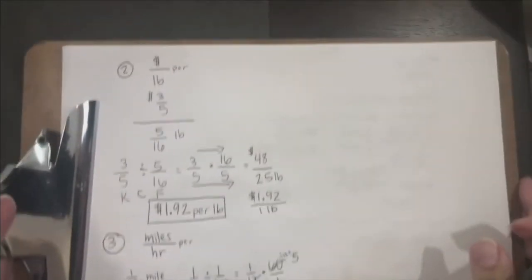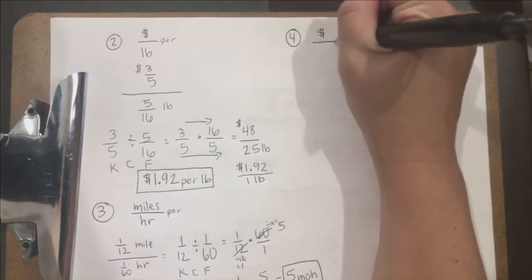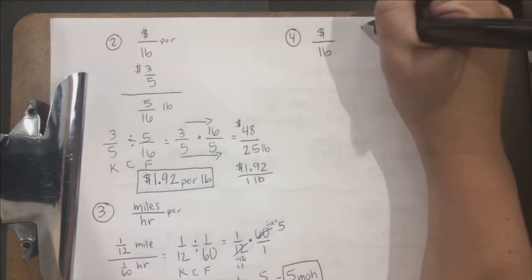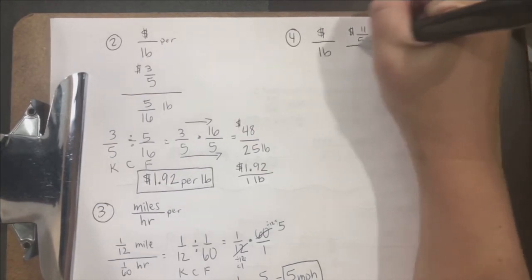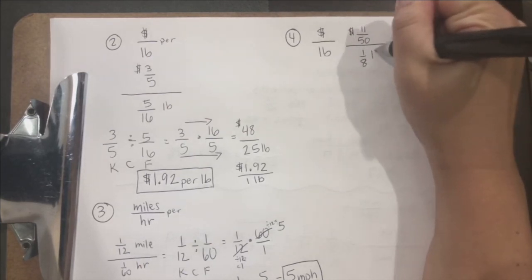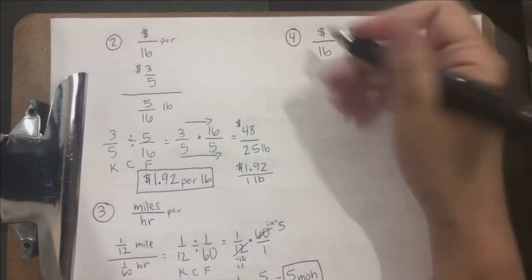Okay, let's do number 4. A shopper paid 11/50ths of a dollar for 1/8 of a pound of lettuce. What is the rate in dollars per pound? So dollars per pound. So it was 11/50ths of a dollar for every 1/8 of a pound for this lettuce. So let's rewrite it and solve.